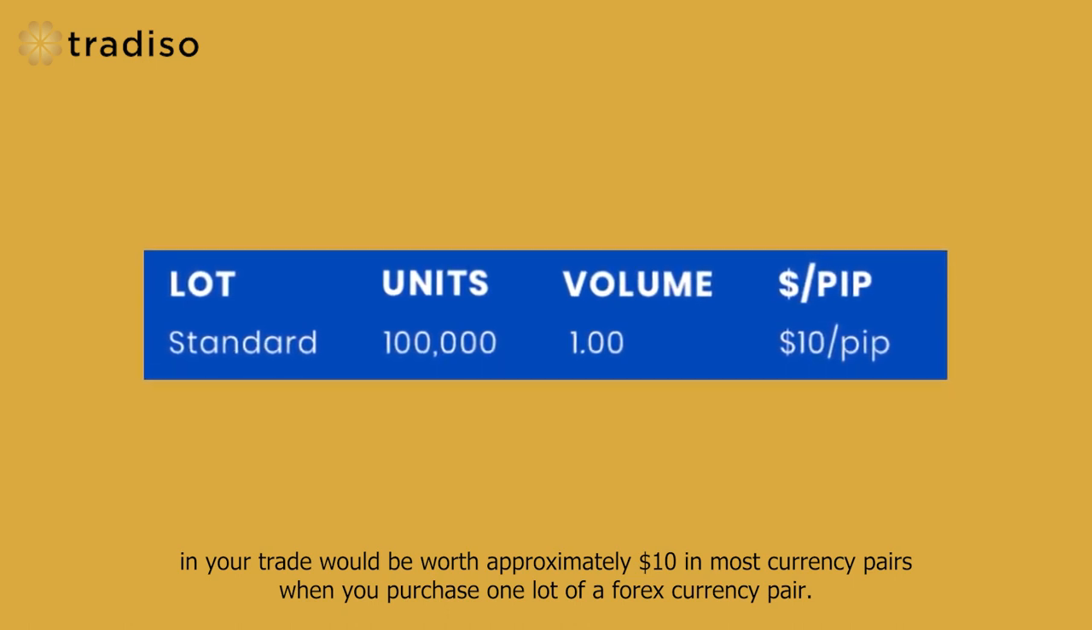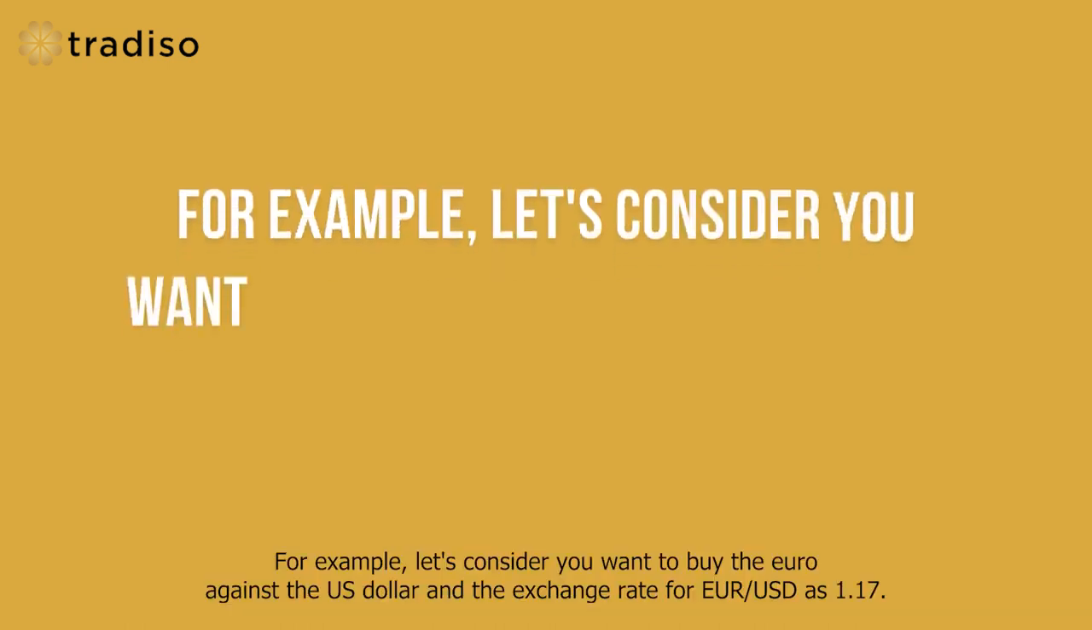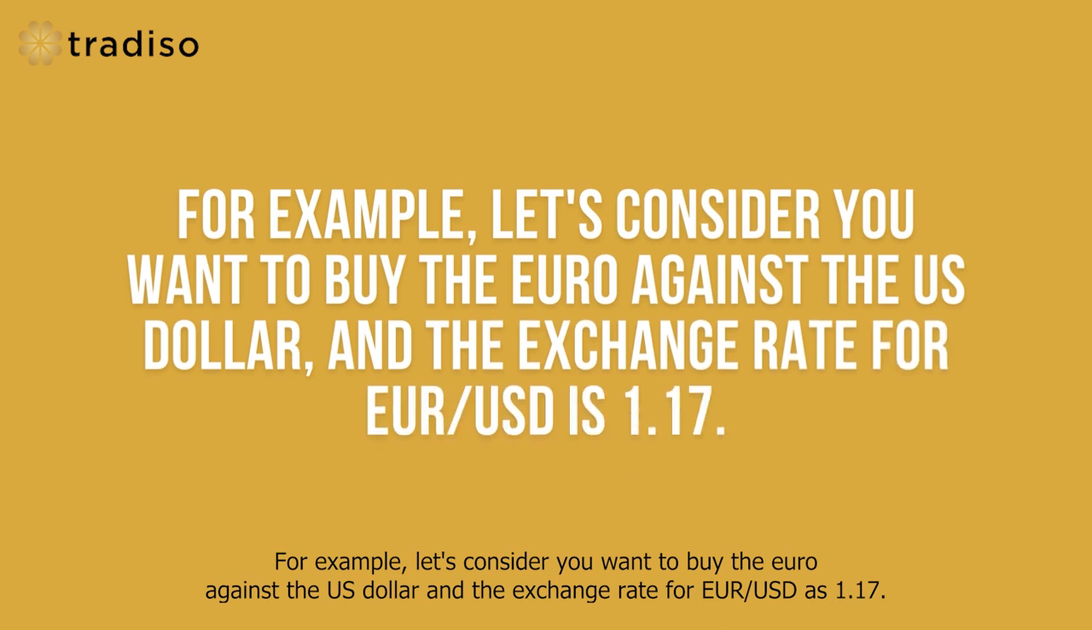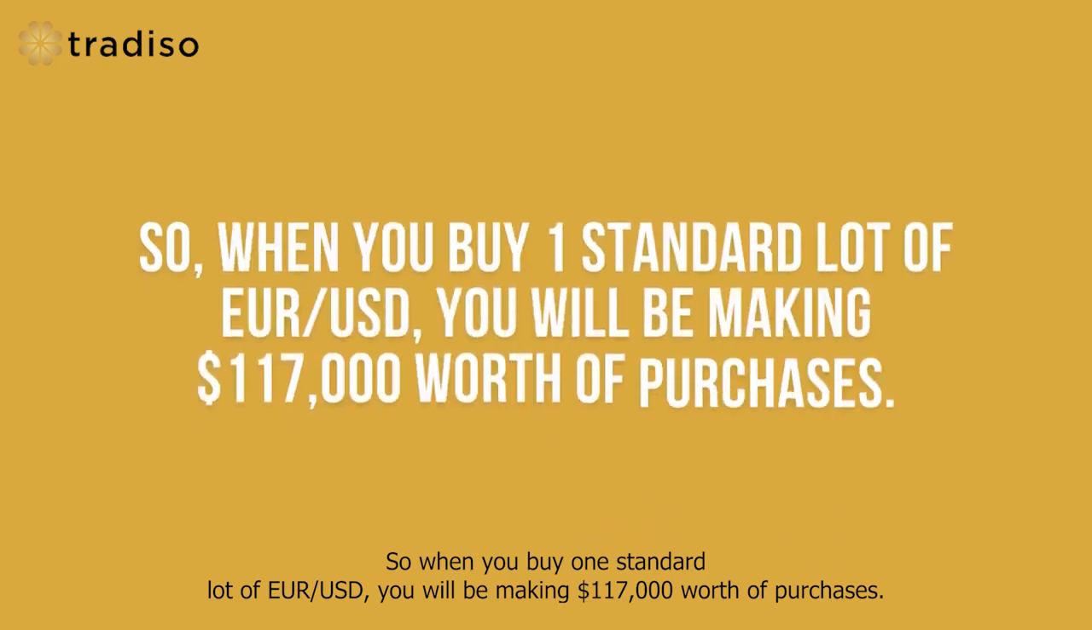When you purchase 1 lot of a Forex currency pair, it means you are buying 100,000 units of the base currency. For example, let's consider you want to buy the euro against the US dollar, and the exchange rate for EUR/USD is 1.17. So, when you buy 1 standard lot of EUR/USD, you will be making $117,000 worth of purchases.